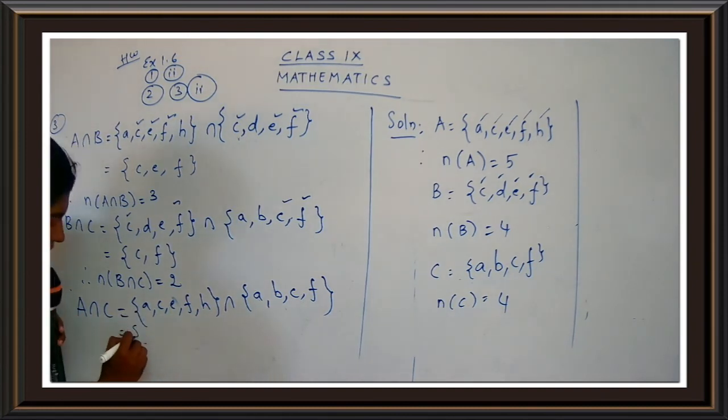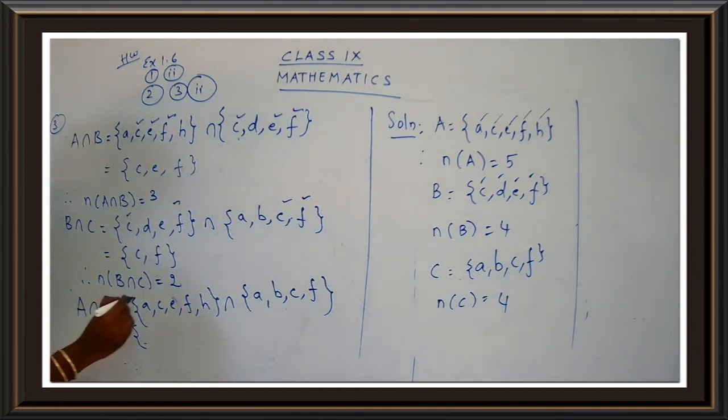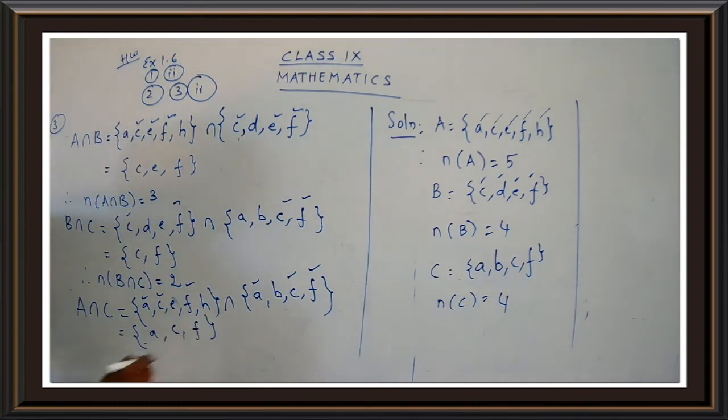Okay, now what are you going to do here? You are going to take the common element. Come on, take the common element. A is common. Okay. C is common. Okay. What else is common? Yes, F is common. So A, C, F. Yes. So what do you get here? A, C, F. So now what are you going to do here? You are going to find out the number of elements in A intersection C. Therefore, n of A intersection C is equal to 3. Just count the members. 1, 2, 3. So n of A intersection C is equal to 3.